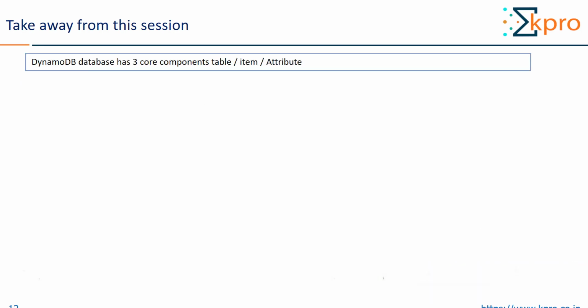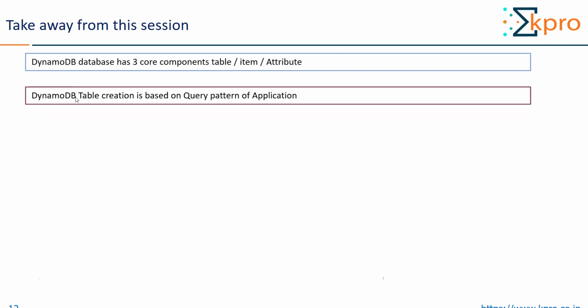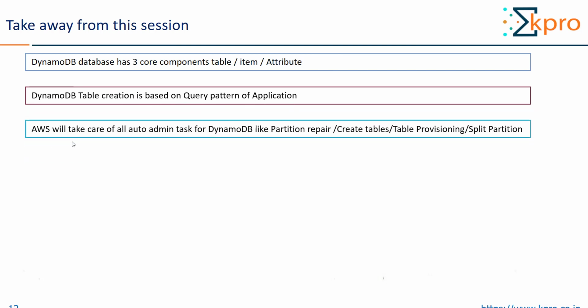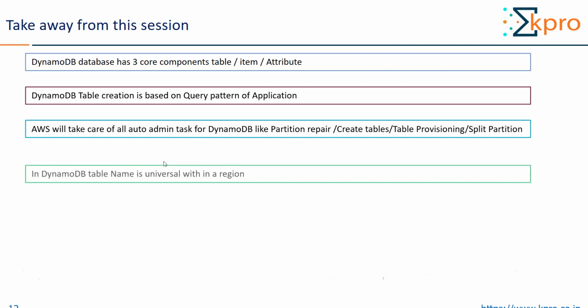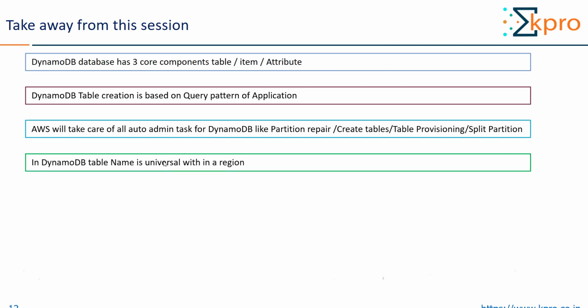Takeaways from the session, just a second. So what we have learned till now: DynamoDB has three core components: table, item and attribute. DynamoDB table creation is based on the query pattern of the application. AWS will take care of all admin tasks of DynamoDB like partition repair, create tables, table provisioning, split partition. In DynamoDB, table name is universal within the region. That is an important point.